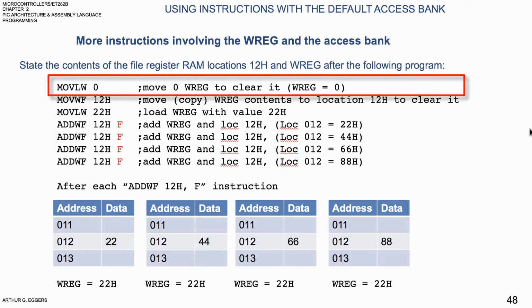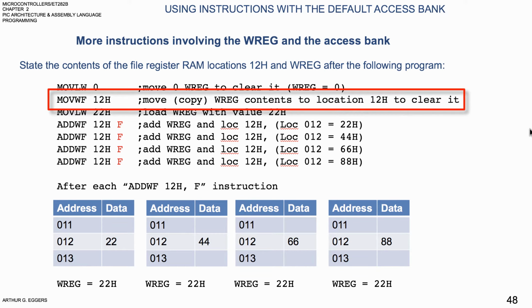First step, move the literal 0 to the working register. So we're going to move 0 to the working register, and in effect that clears that register. The next command says move the working register to the file 12H. So we're going to copy the working register contents to the location 12H to clear it, so it also has a 0 in it.